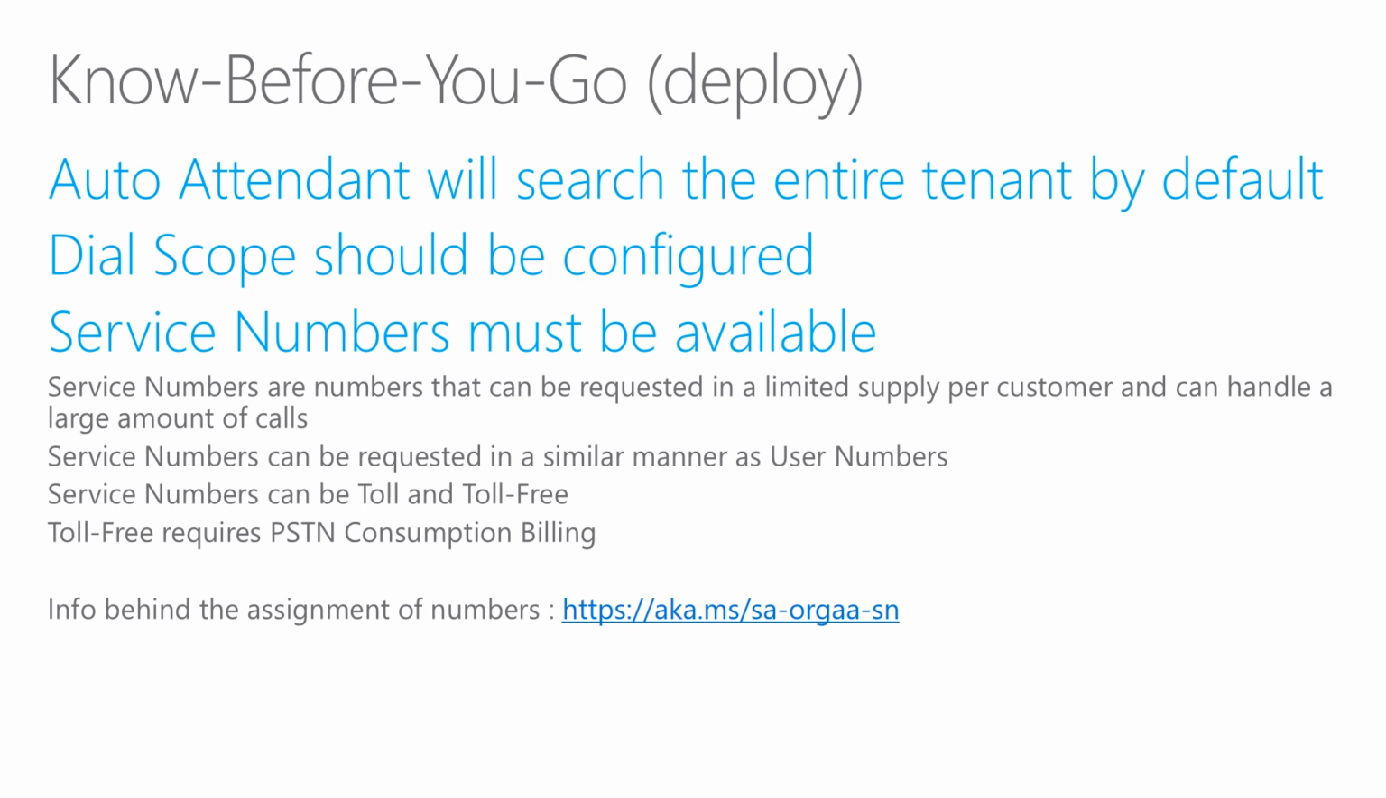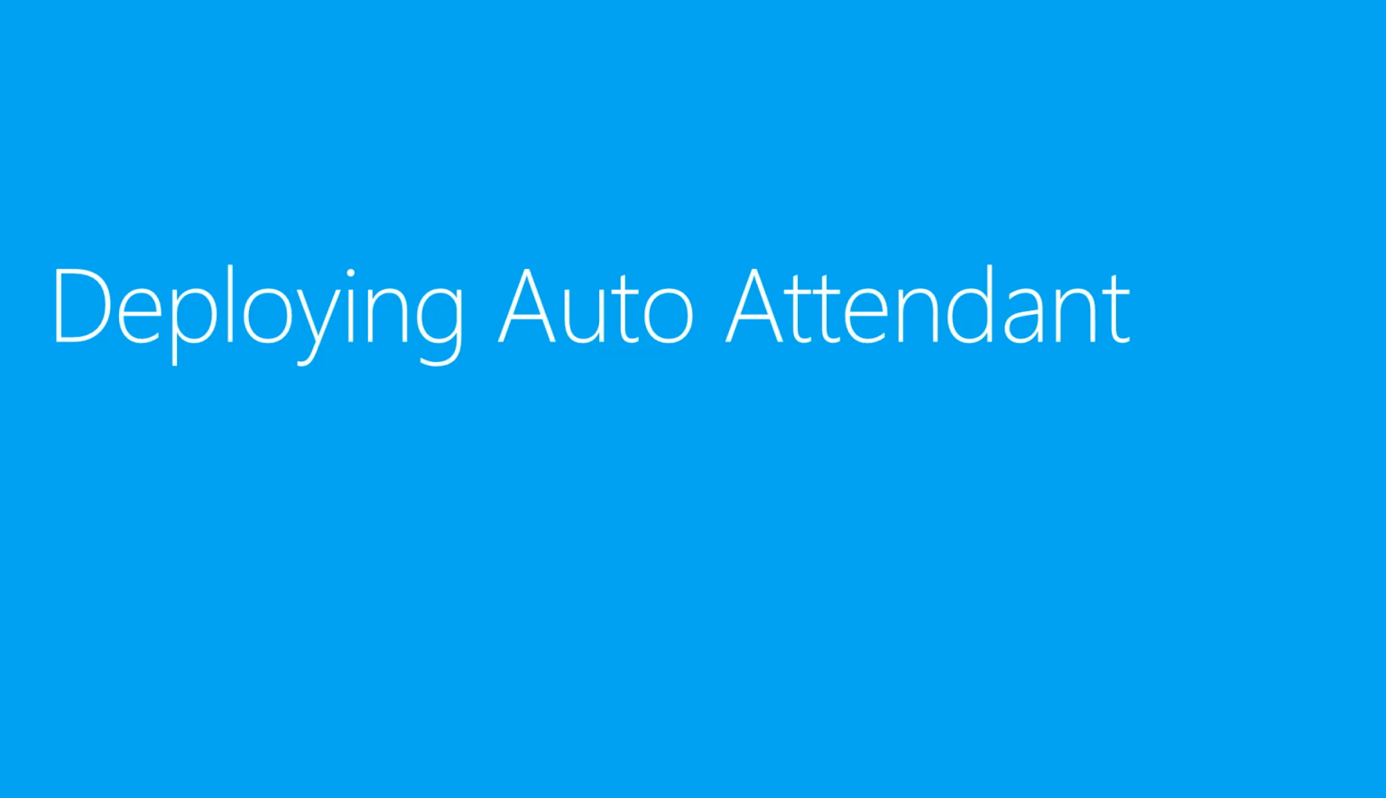If you want toll free, you do require PSTN consumption billing to be configured. If you want to know more about service numbers, you can go to aka.ms/sa-org-aa-sn. So how do you deploy Auto Attendant?